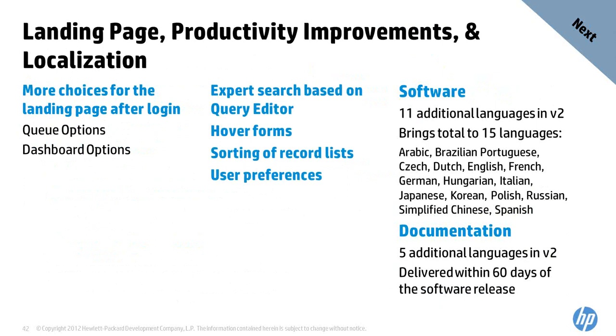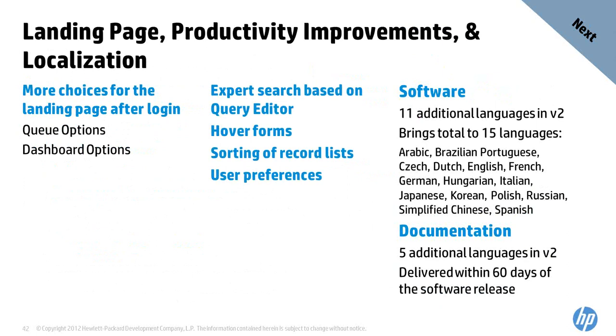The other thing is, anybody that's taken a tour of Service Anywhere, and I'll mention that in just a second, when you come in, you land on a to-do queue. You can have more options, so you can choose to start on a more specific queue. If you were an incident analyst or incident agent, you could drop into a specific incident queue. Also, you could choose to start on an existing dashboard. So that's what that means.